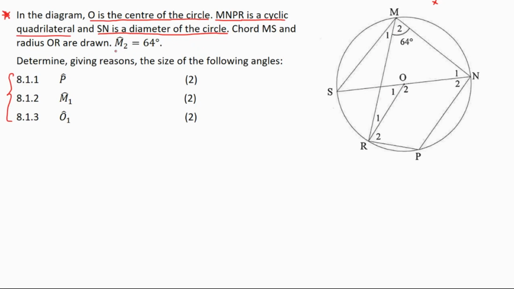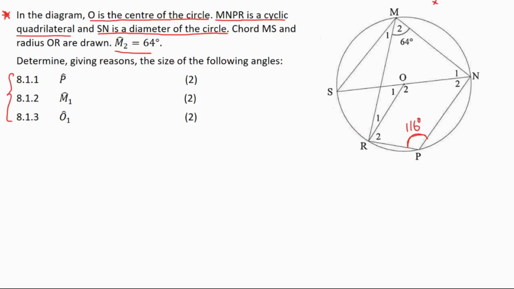And then angle M2 is 64 degrees. It is very, very important that you read the information and then you work on the diagram. So now we're given this angle 64 degrees, and then we're told that MNPR is a cyclic quadrilateral. So we can find angle P there. Angle P and angle M2 are the opposite interior angles of a cyclic quadrilateral, so they must add up to 180 degrees. You can say 180 degrees minus 64, we must get 116 degrees.